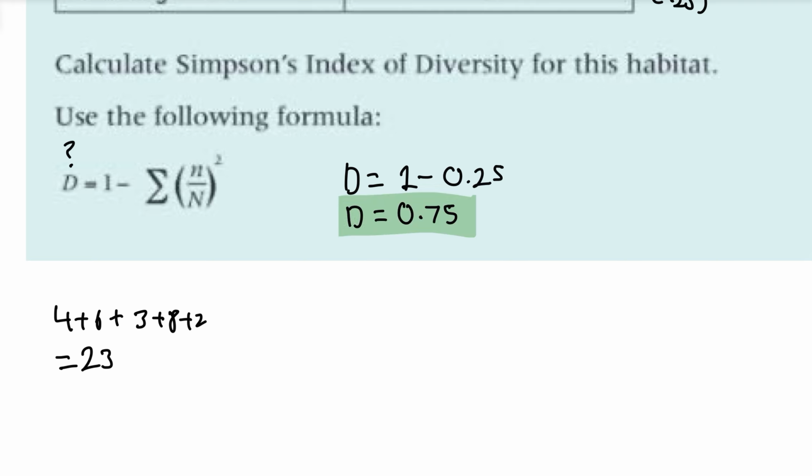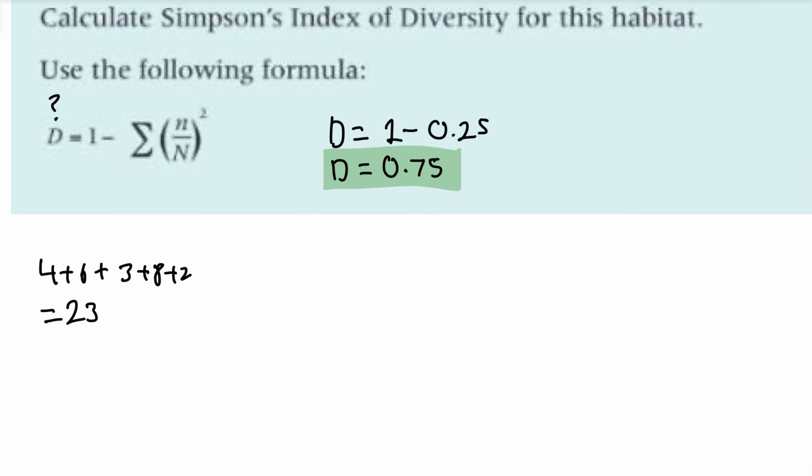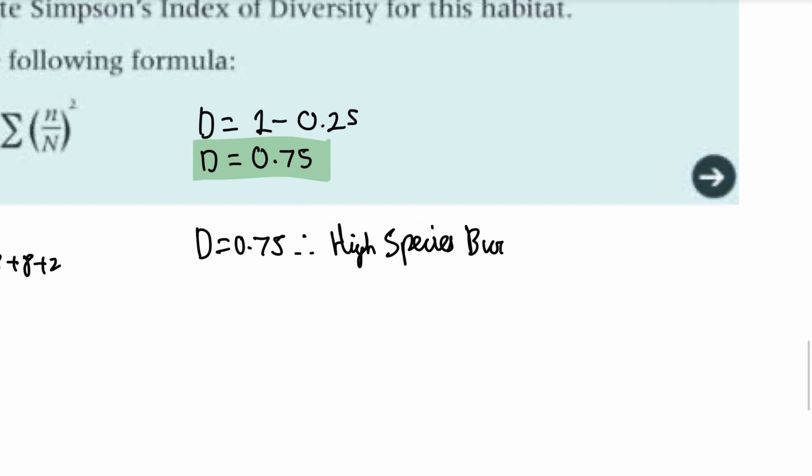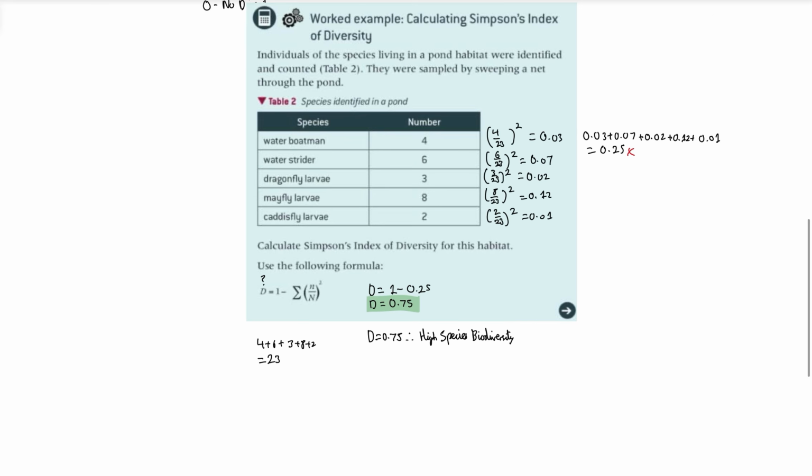Now, this question doesn't ask you to write any kind of concluding statement or analyze the data, but if you did, you would just have to write a concluding statement saying that a D value of 0.75 means that there is a high species biodiversity. Because as we mentioned before, a value of 1 means infinite diversity, a value of 0 means no diversity. So since 0.75 lies considerably closer to 1 than to 0, there is a relatively high species biodiversity in the pond. And that's all you need to know about Simpson's index of biodiversity.